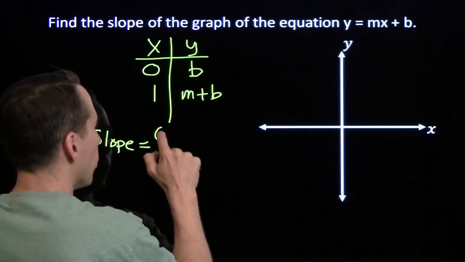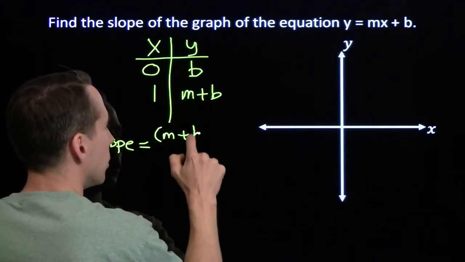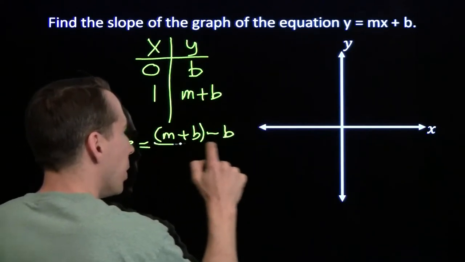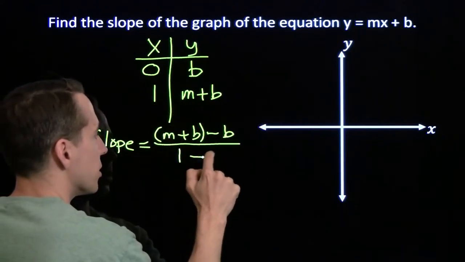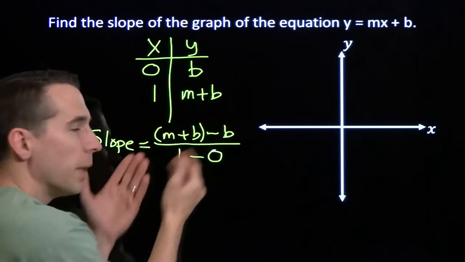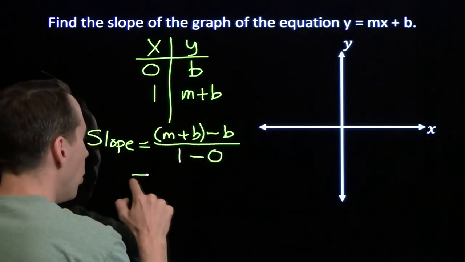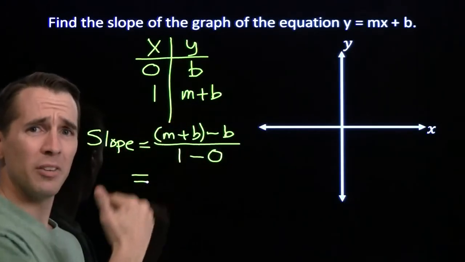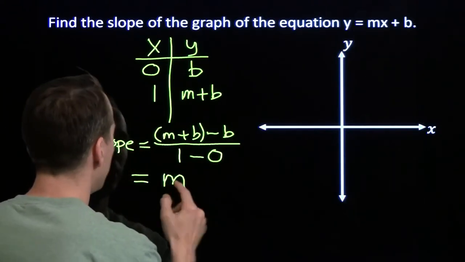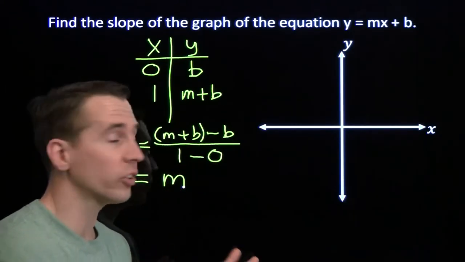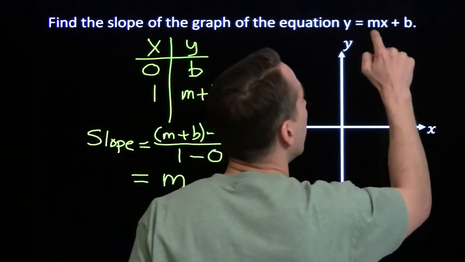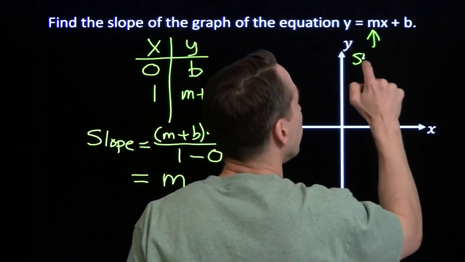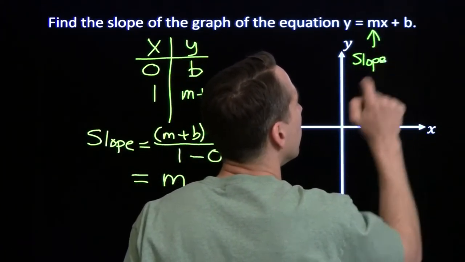Take the difference in the y coordinates divided by the difference in the x coordinates. m plus b minus b. That just leaves m. 1 minus 0 is 1. m divided by 1. Sure enough, the slope always comes out to be m. How awesome is that? This is always the slope.